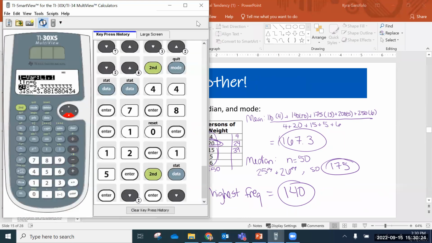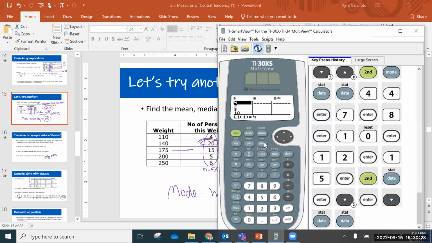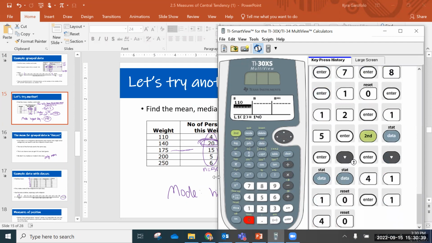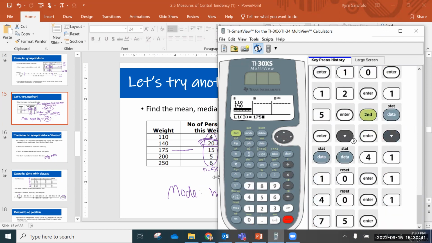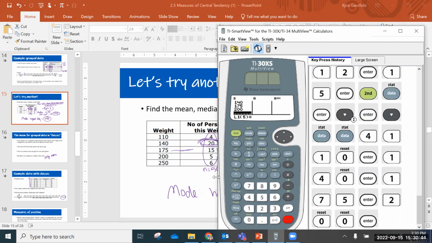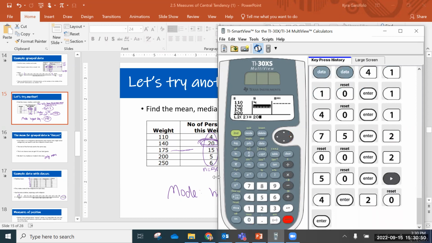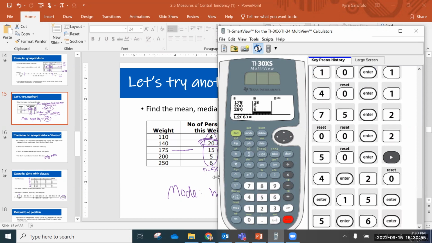Okay. So when we have a frequency distribution, we're going to press data again twice and clear everything. The first column is our x values. The second column is our frequencies. So here we have 110, 140, 175, 200, and 250. And our frequencies are 4, 20, 15, 5, and 6.